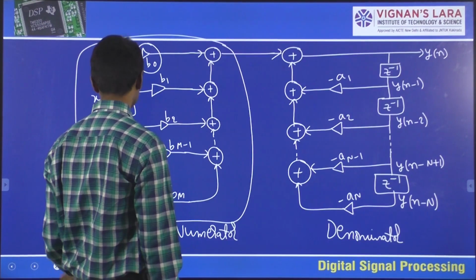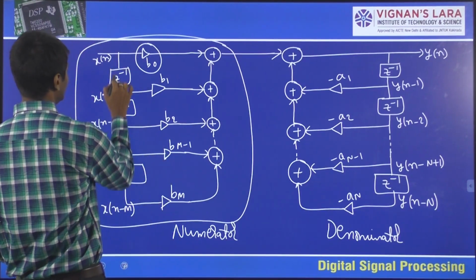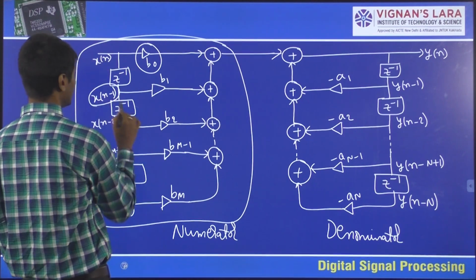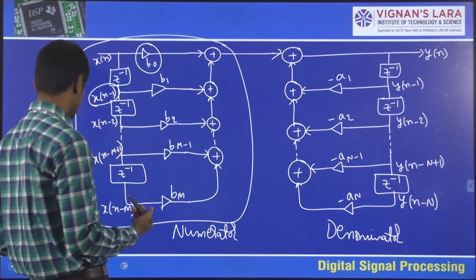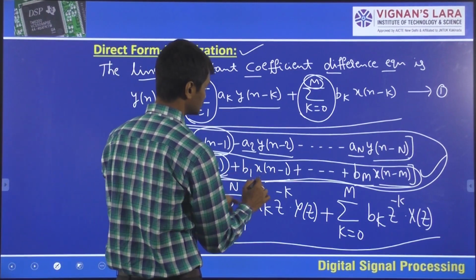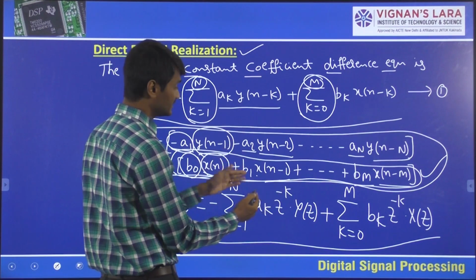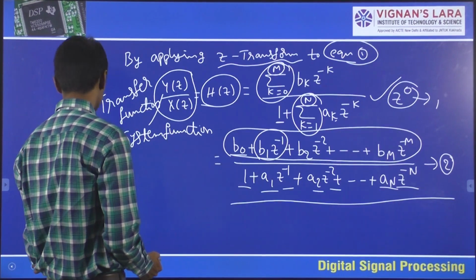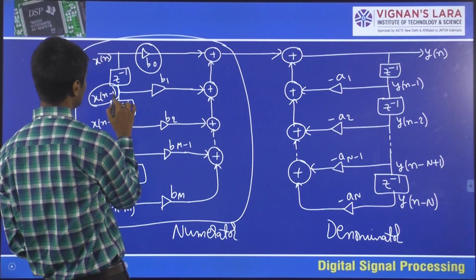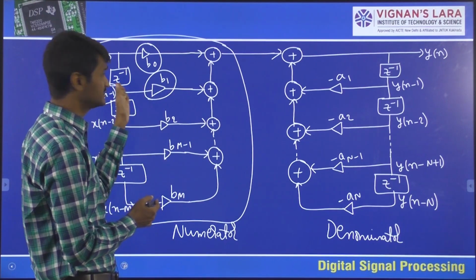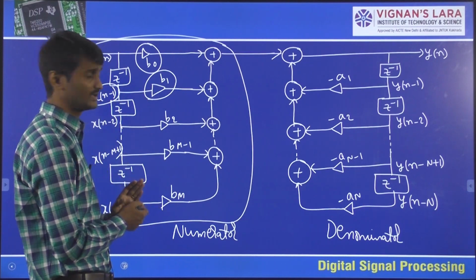So x of n is passed through one delay element, then it will become x of n minus 1. See, x of n is passed through one delay element, that will become x of n minus 1. It is multiplied with b1. So x of n minus 1 is multiplied with b1, and its Z transform representation is b1 z inverse. Okay, like that.